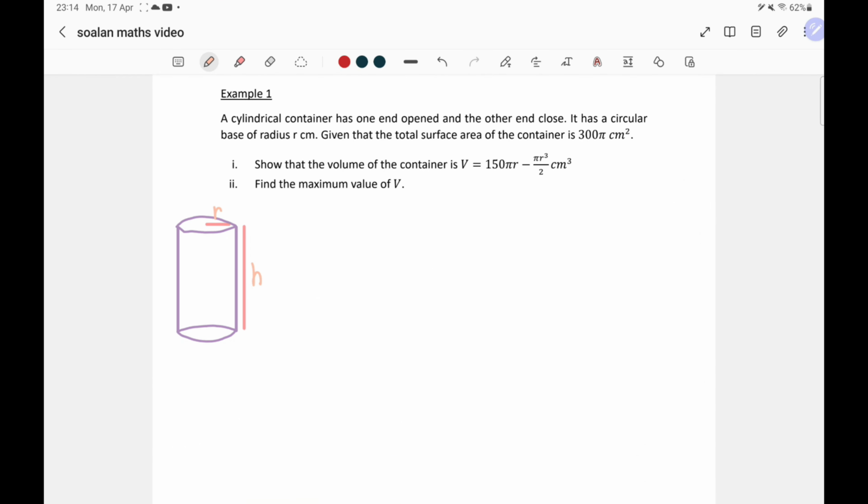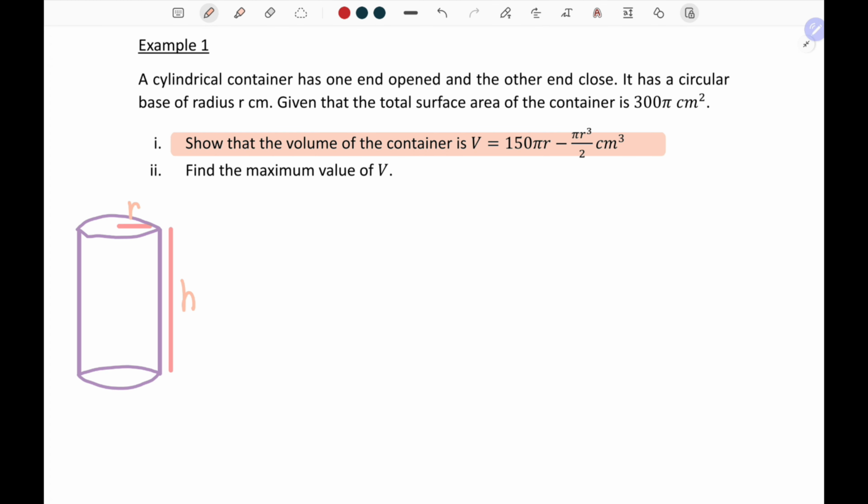Example 1. Draw a cylinder and label H and R. I already drew the cylinder beforehand. Part 1, show that the volume of the container is V equal to 150 pi R minus pi R cube over 2 centimeter cube. In this question, it is given that the total surface area of the container is 300 pi centimeters square. So, we can write the formula for surface area with one open and one closed end: pi R square plus 2 pi R H equal to 300 pi.